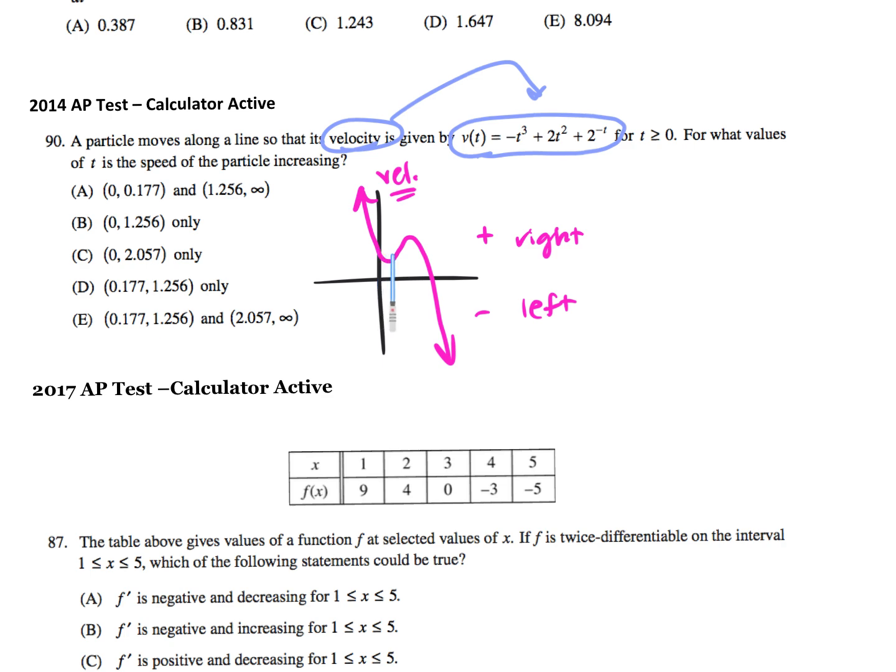Then it's still positive, still moving to the right, but it's speeding up. And then it's still moving to the right, but it's slowing down. Then what happens right here? I turn and go left. I change directions and I go to the left. What do I do to the left? I start speeding up.